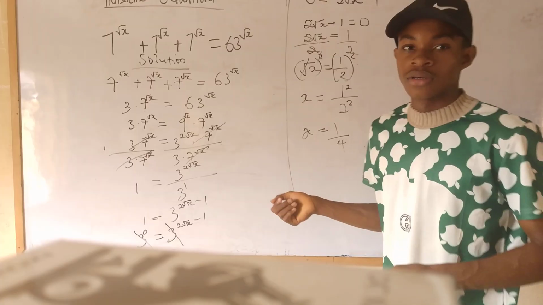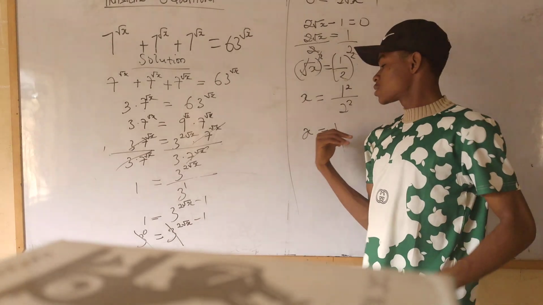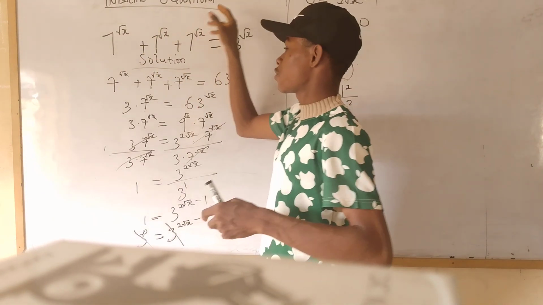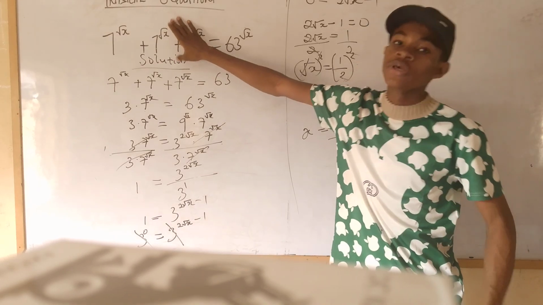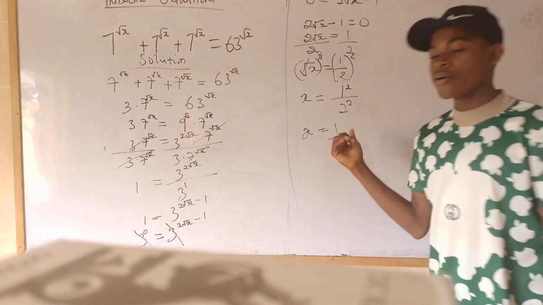And if you want to prove this, you can input this answer into the original equation and use the same method to solve it. You will see that the left hand side will be equal to the right hand side, meaning that our answer is correct.